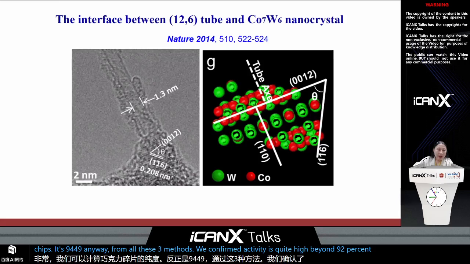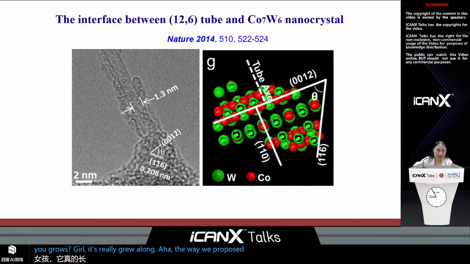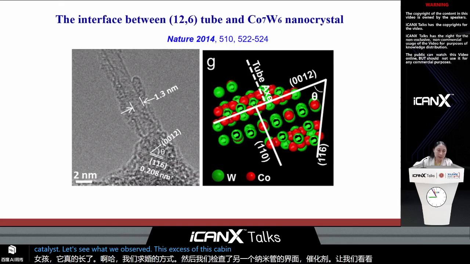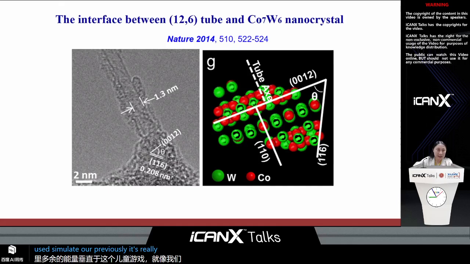Then how did our tube grow? It really grew along the way we proposed. Then we checked the interface between the nanotube and the catalyst. This is what we observed. The axis of this carbon nanotube is perpendicular to this (0,0,12) plane, just like what we simulated previously. It really grows in the manner that we proposed.